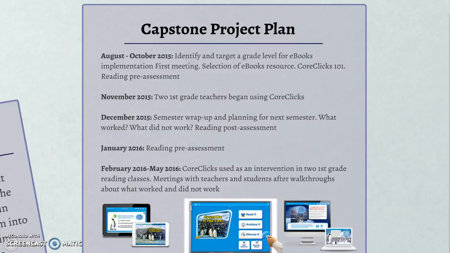So in January, we gave that third class and the other two classes a reading pre-assessment. From February to May, we used CoreClix in the three classes as a reading intervention. We met with teachers and students. We had walkthroughs and informal observations. We discussed what worked, what didn't work. We met with the students.